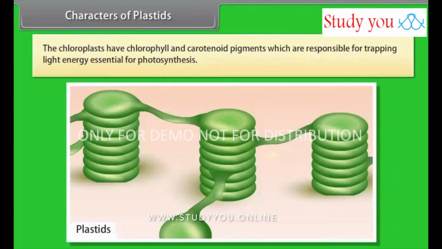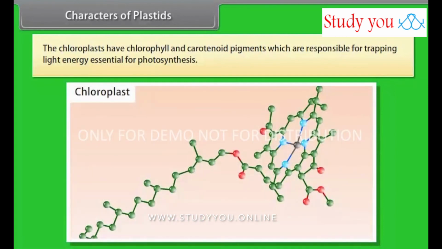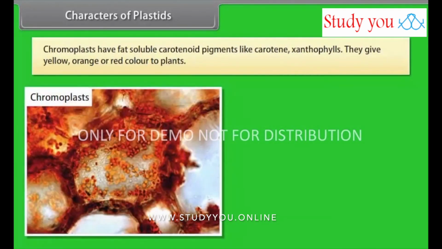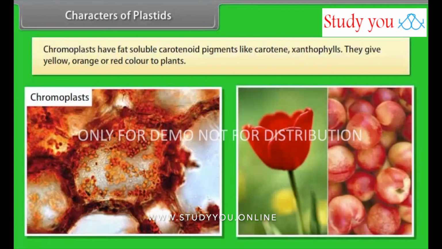The chloroplasts have chlorophyll and carotenoid pigments which are responsible for trapping light energy essential for photosynthesis. Chromoplasts have fat-soluble carotenoid pigments like carotene, xanthophylls. They give yellow, orange, or red color to the plants.